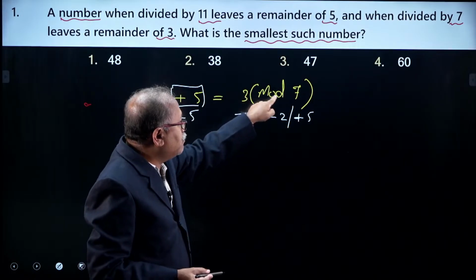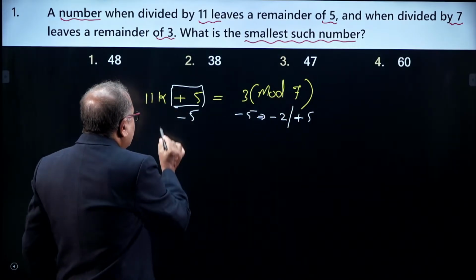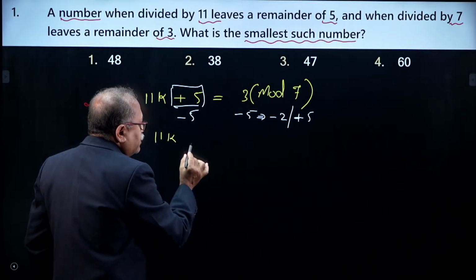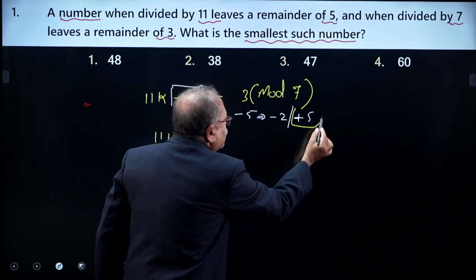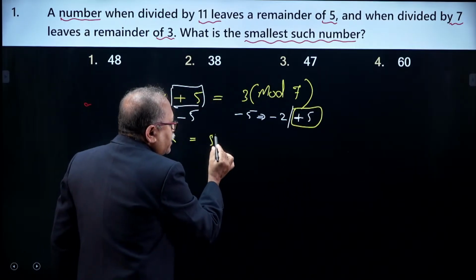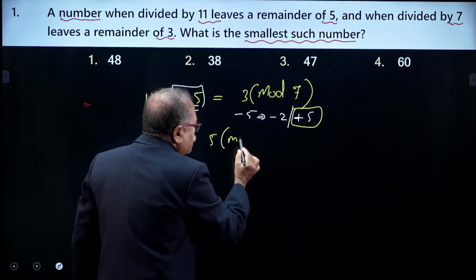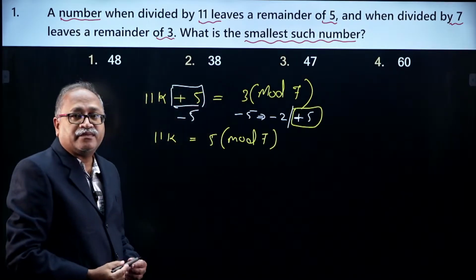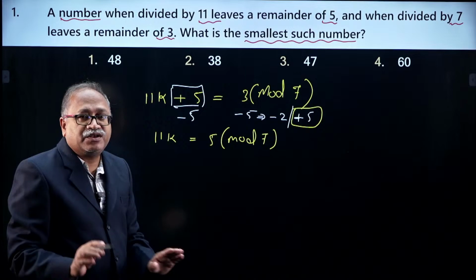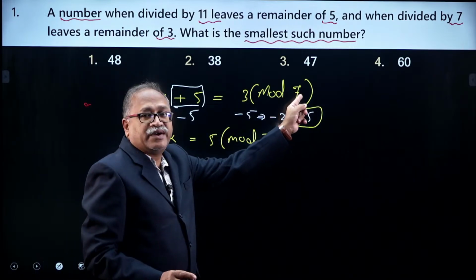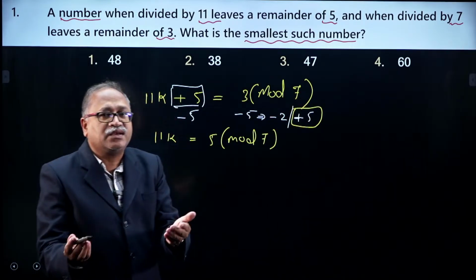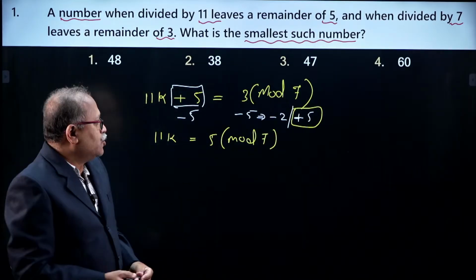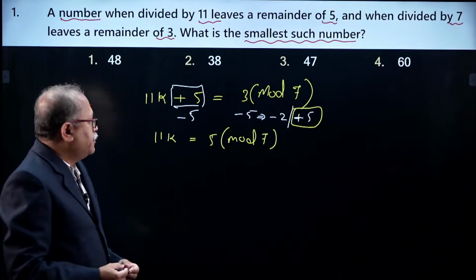So I will write down the left side as 11k, which is equal to 5, I take this 5 over here, and modulus means 5 is the remainder when divided by 7. This step you are expected to know. Minus 2 when divided by 7 is the same as plus 5. In both cases, the number is divisible by 7. Okay, what I am going to do next.